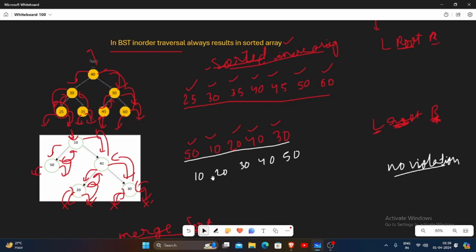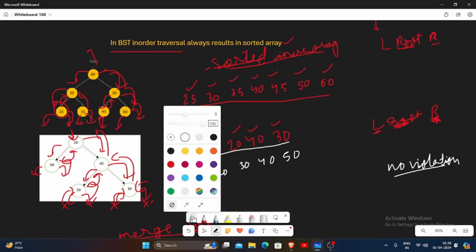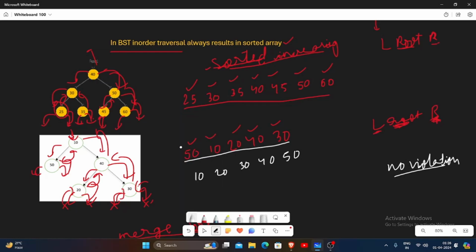Now observe one thing. See this 50. Up from 50, it has to be in increasing order, but it's not. For this 50, we can see 10 is a violation, 20 is a violation, 40 is a violation, 30 is a violation. So that is 4.